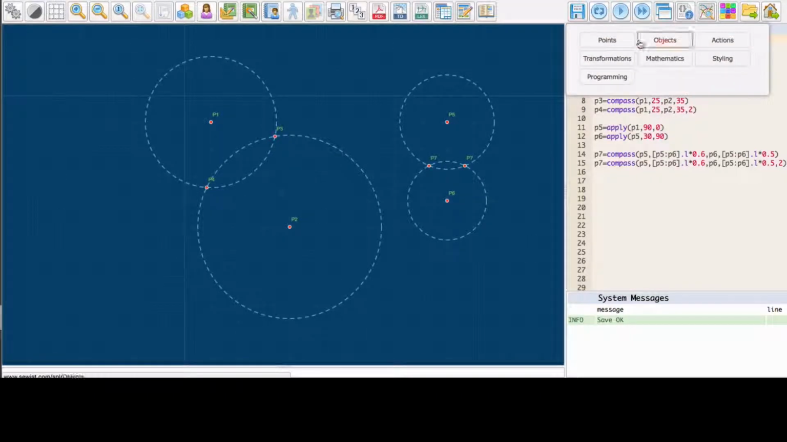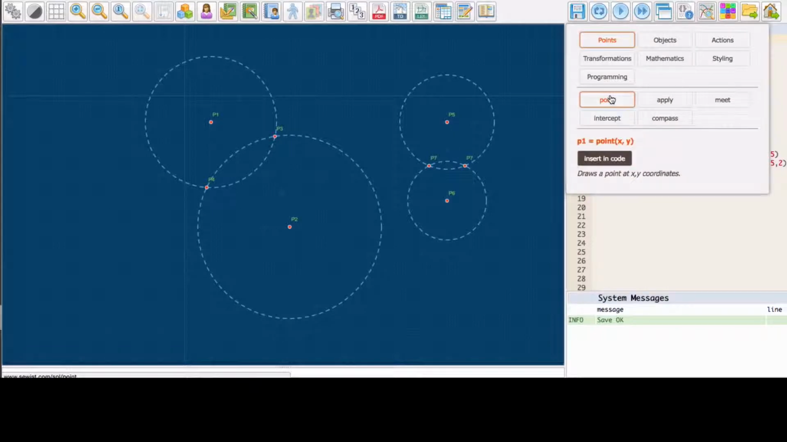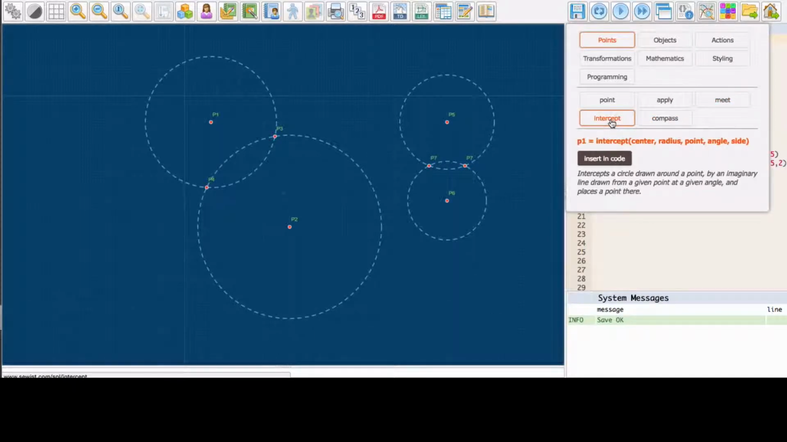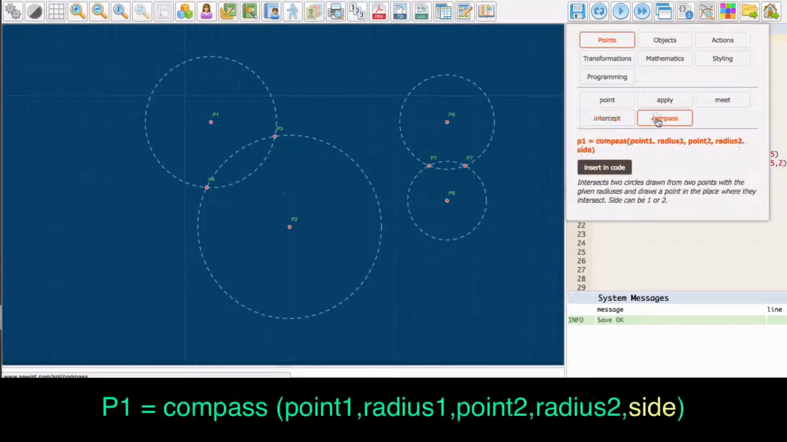In our previous lessons, we looked at the functions that help us create points. These were point, apply, meet, and intercept. In this lesson we shall talk about the function compass. It draws imaginary circles around 2 points and places a new point where these circles intersect. The syntax is as follows.